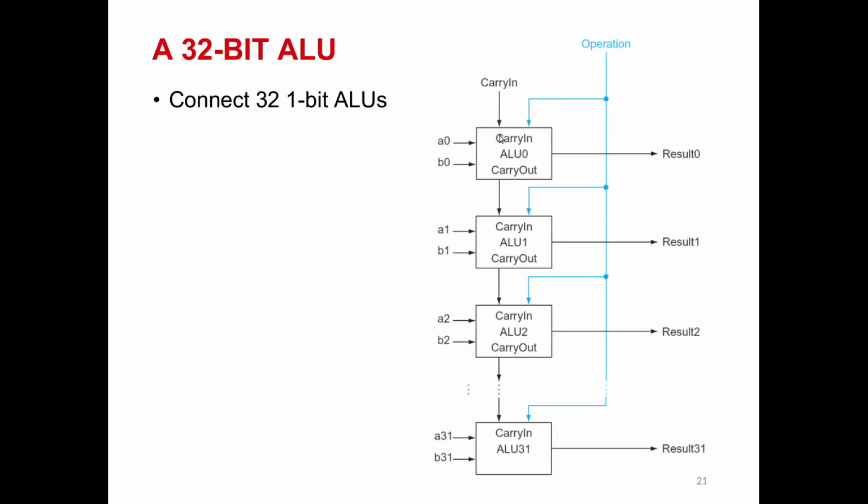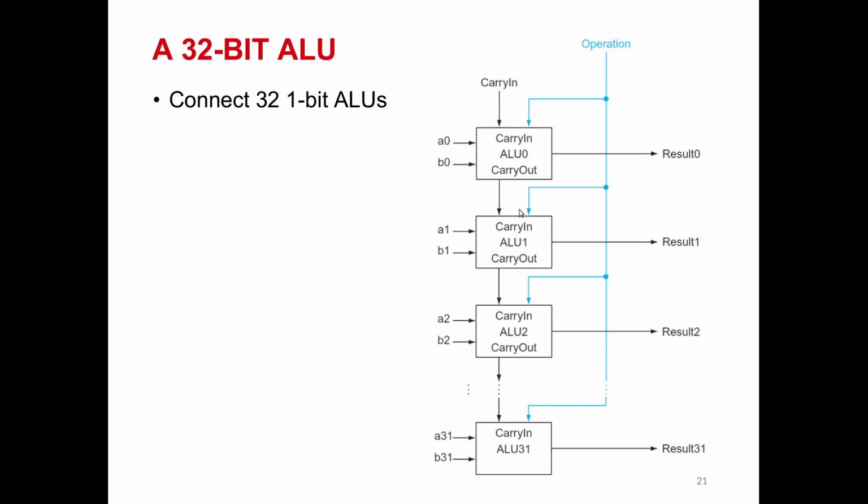And of course we can connect many full adders together to make, for example here, a 32-bit ALU. We connect 32 1-bit ALUs or full adders together. The carry in gets here, A and B get here, and so we have the sum available here and the carry out available here.